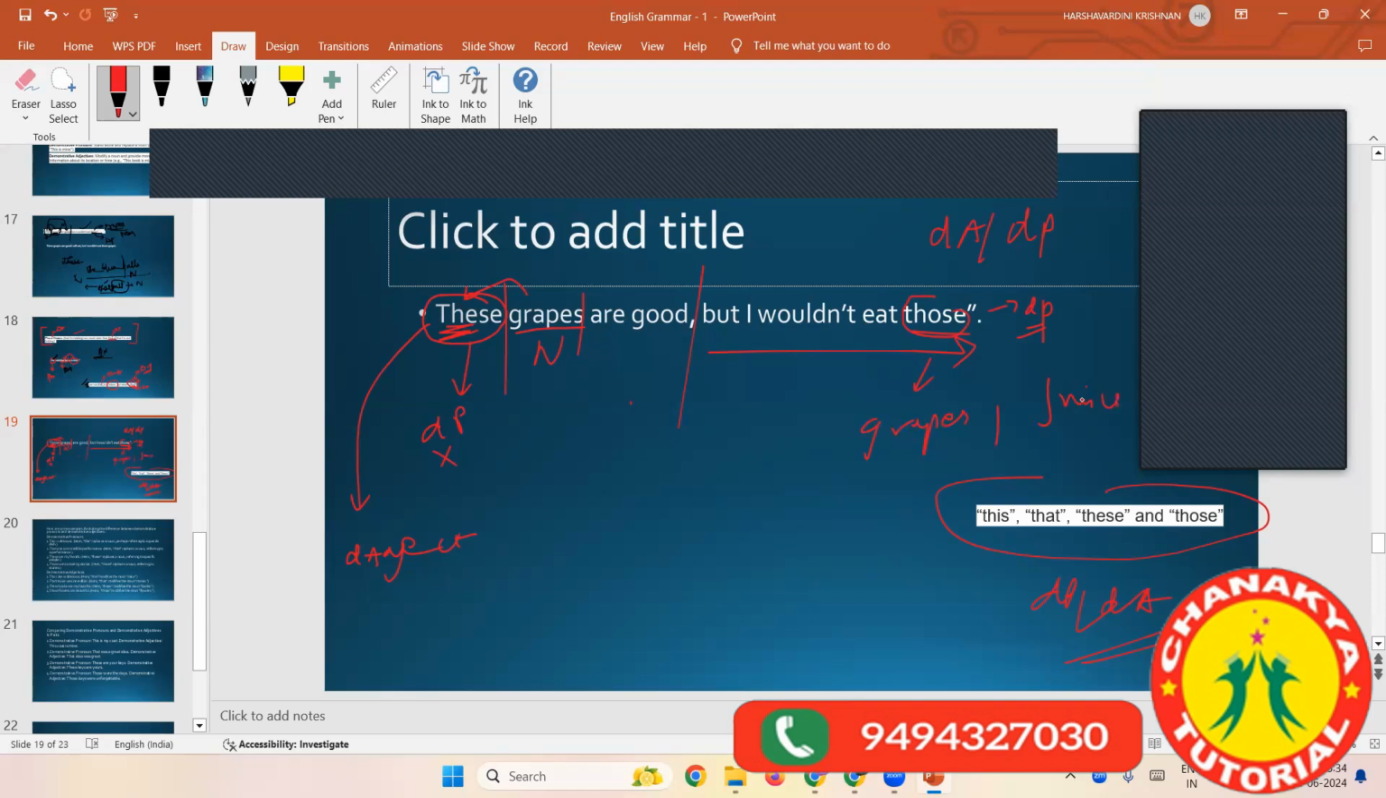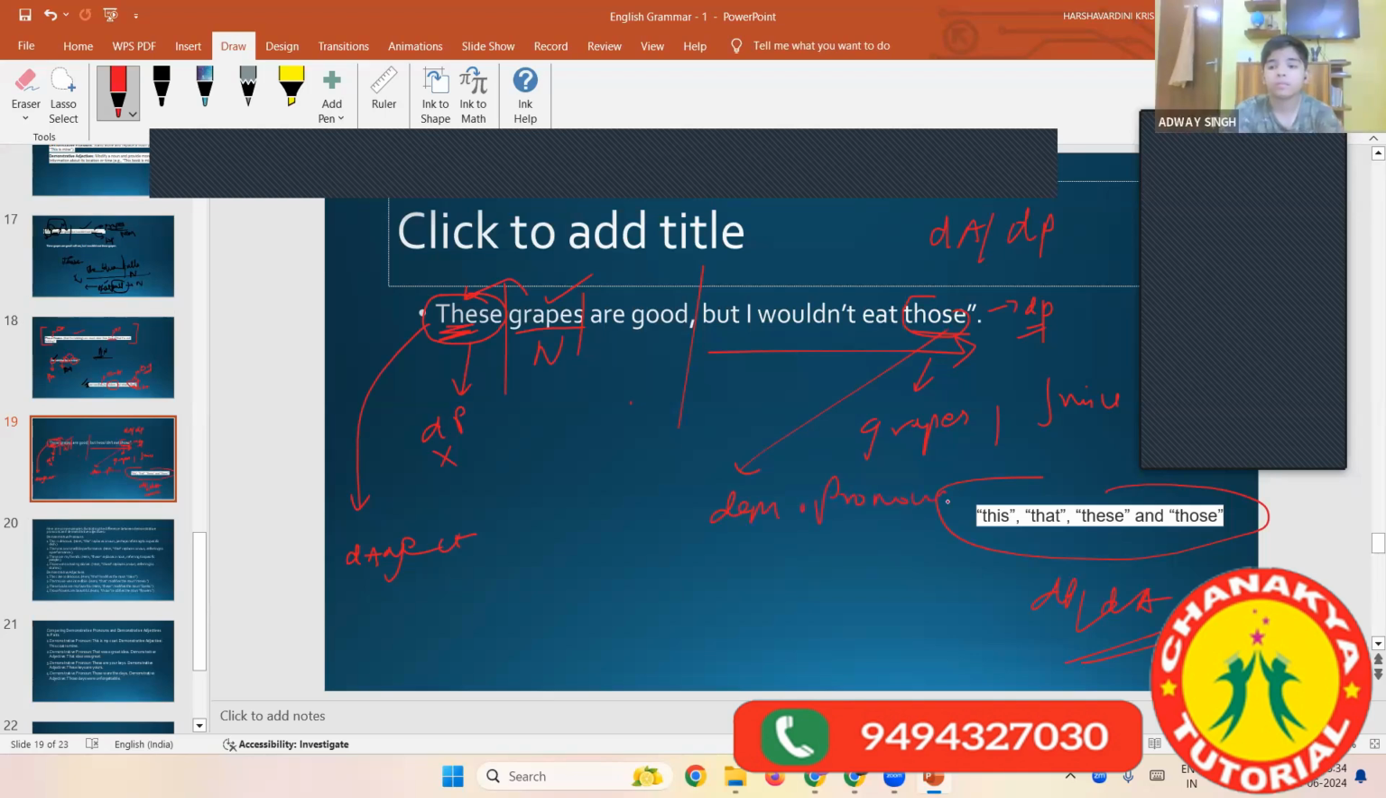Grapes or maybe some other fruits, but still they are representing the noun only. Yes, ma'am. But they are not telling frankly. Like in the first sentence, they told grapes frankly, but in the second part of the sentence, they just said those. They didn't say frankly what those are. So it is a replacement for the noun, correct? Yes, ma'am. So obviously this is going to be a demonstrative pronoun. Exactly. Now you understood? That means this sentence has both types: the demonstrative adjective and the demonstrative pronoun.